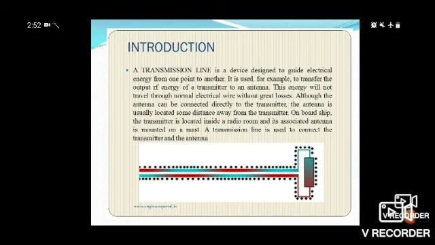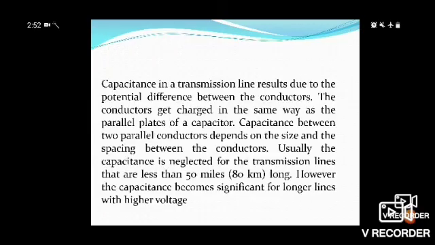So for that, a transmission line is going to be used to connect the transmitter and the antenna. How it looks is that it is nothing but a transmission line, which will be carrying the signals, which are going to be continuously passing between the antenna and the transmitter. So like this, it is an example.